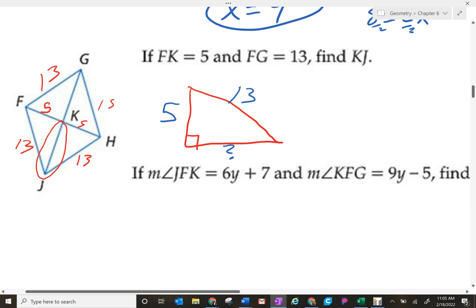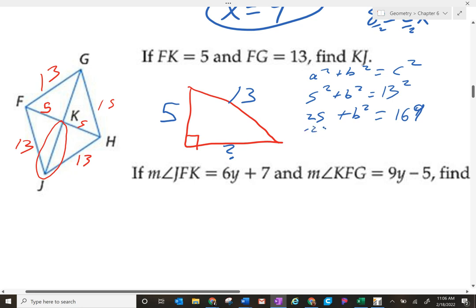If I knew a triangle like that, could I solve it? Remember what it's called? Pythagorean theorem. Perfect. I can set up and solve a problem that looks like this using the Pythagorean theorem. So I could do a squared plus b squared equals c squared. So that would be 5 squared plus b squared equals 13 squared. 5 squared is 25. Plus b squared, still don't know what it is, equals 13 squared is 169.